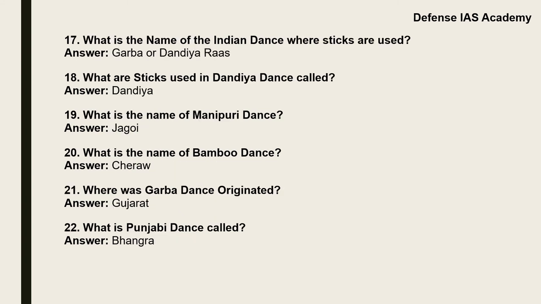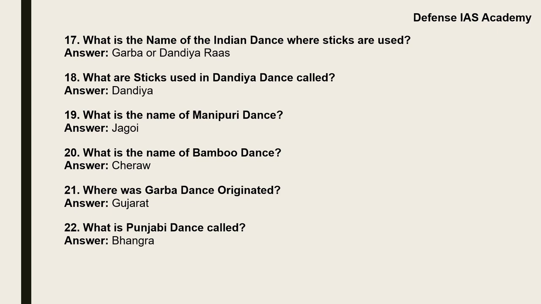Next question, what is the name of the Indian dance where sticks are used? That is Garba and Dandiya Raas. Okay, what are the sticks used in Dandiya dance called? The sticks used in Dandiya dance are called Dandiya. Next, what is the name of the Manipuri dance? It is Jagoi. What is the name of the bamboo dance? It is Chera. Bamboo dance is called Chera.